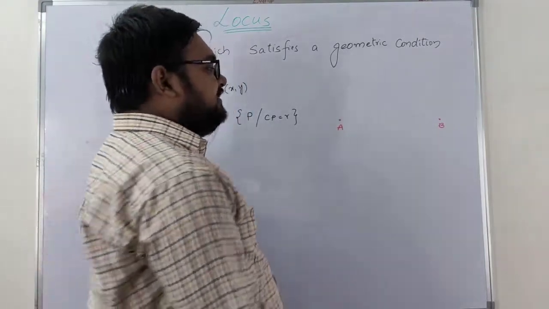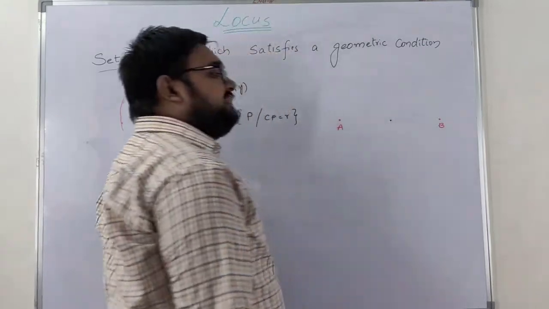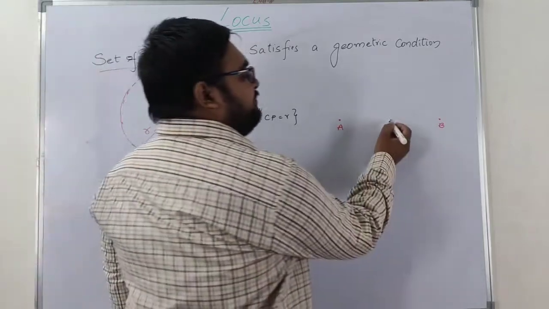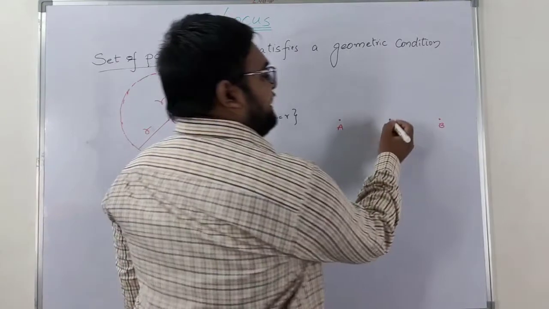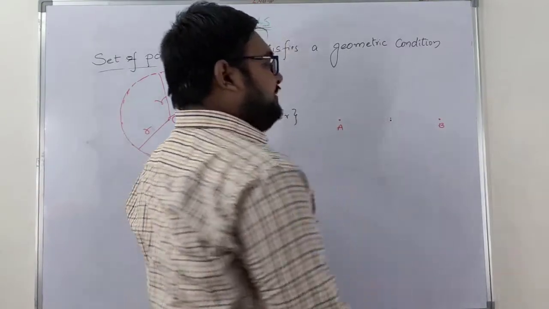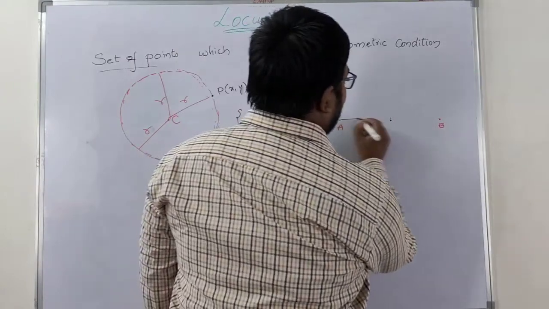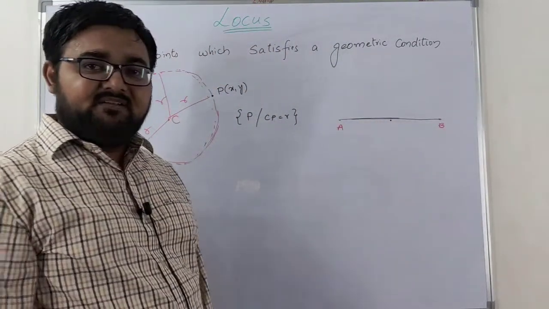Now let us see. Equidistant from A and B means you can consider the midpoint, right? This midpoint will be equidistant from both A and B. Likewise if I consider one point above it, then also it will be equidistant, so for that what I am going to do is join this AB, then I am going to have a line segment.